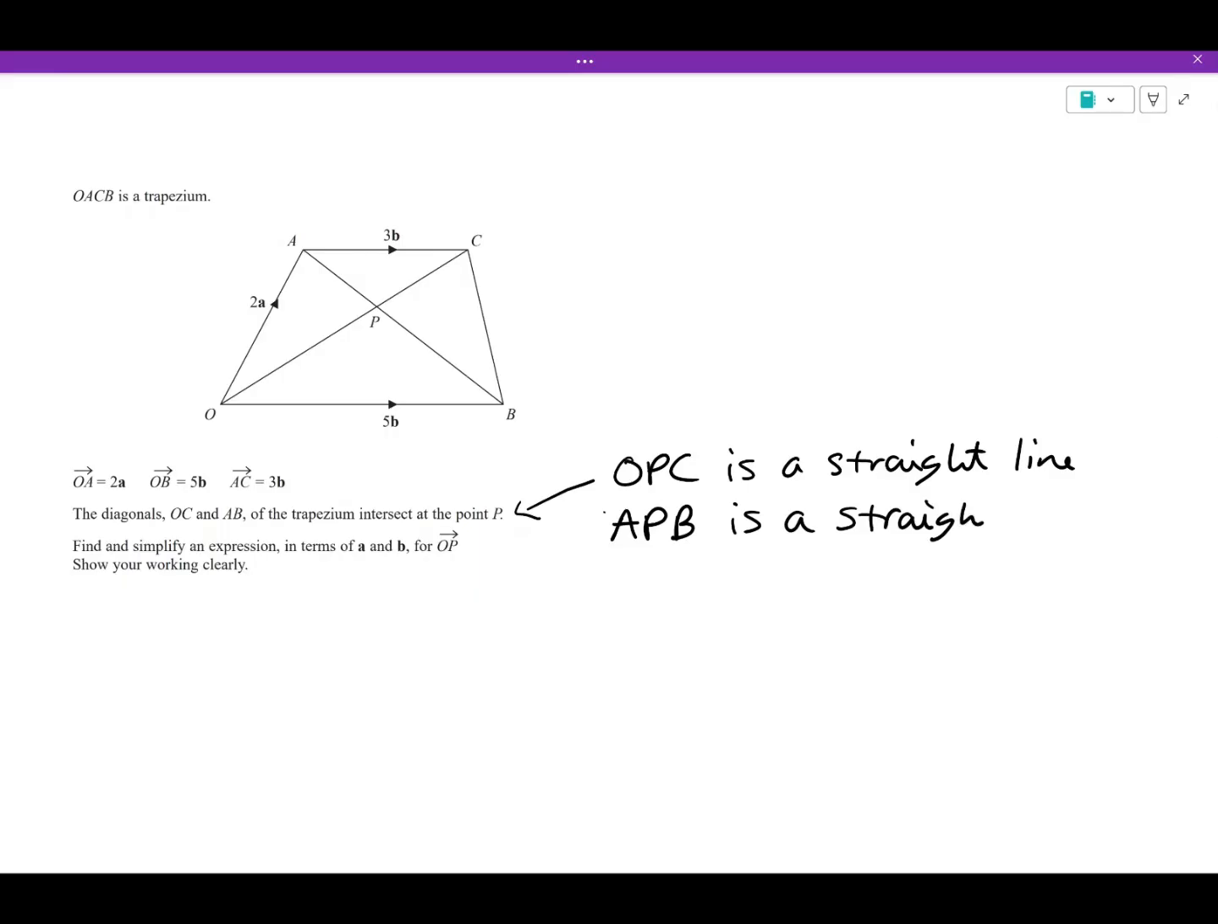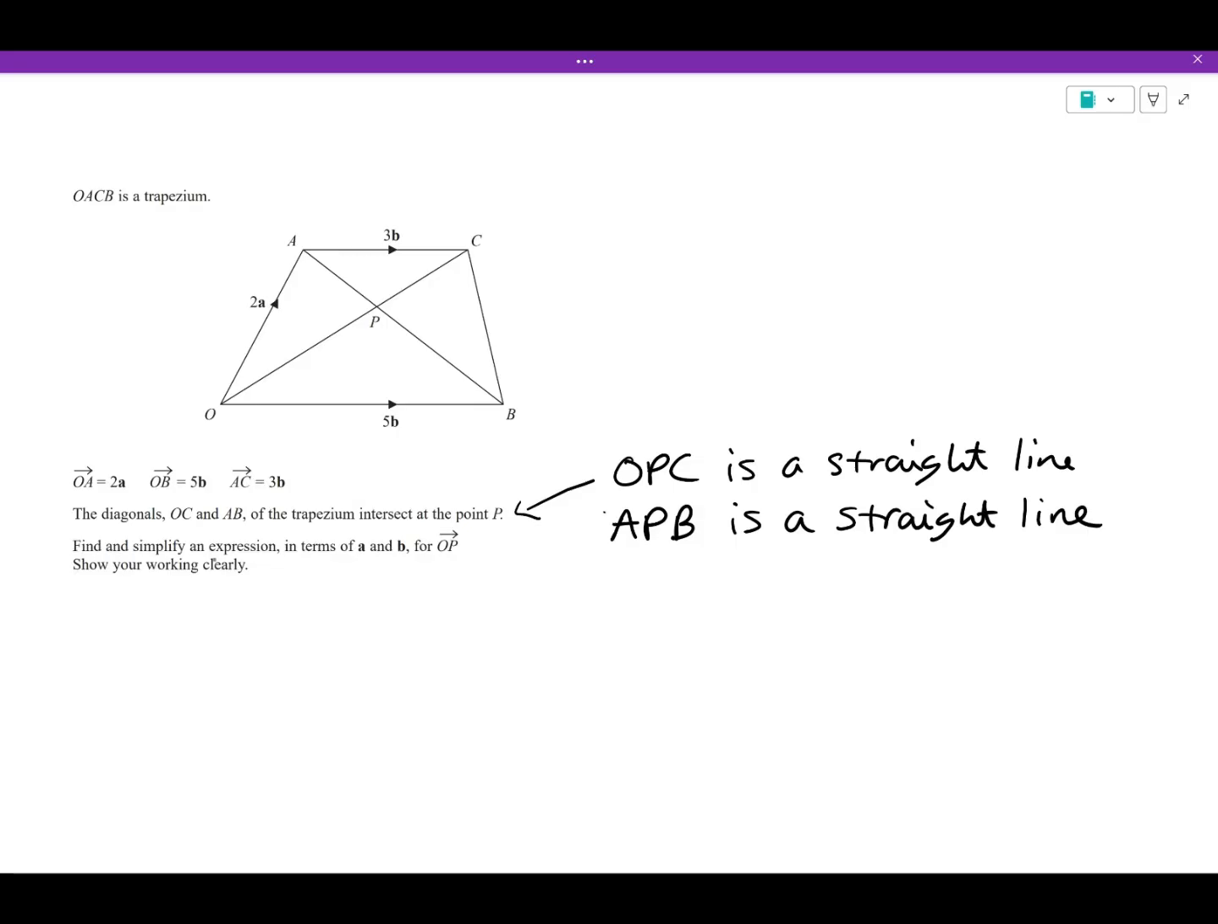Now let's start thinking about what this means in terms of vectors. Well, if OPC is a straight line, that means if you take any two vectors involving those points, they must be parallel to each other, because that's how we proved 3 points form a straight line. And the same can be said about the APB. So therefore, AP is parallel to PB, AB is parallel to AP, and so on. So we'll come back to that later because you'll see that's critical to answering the question.